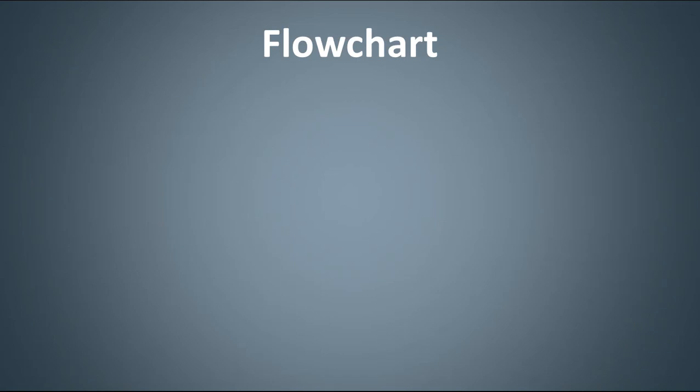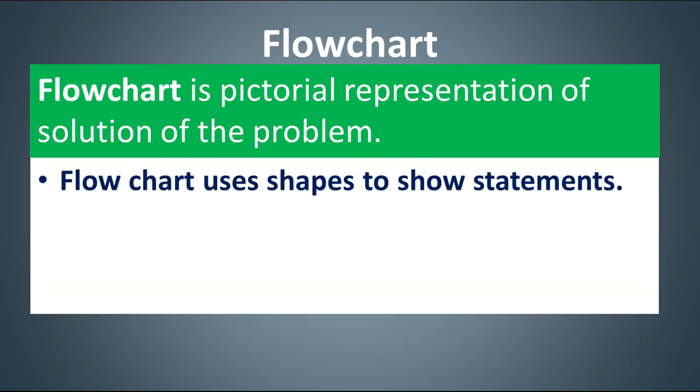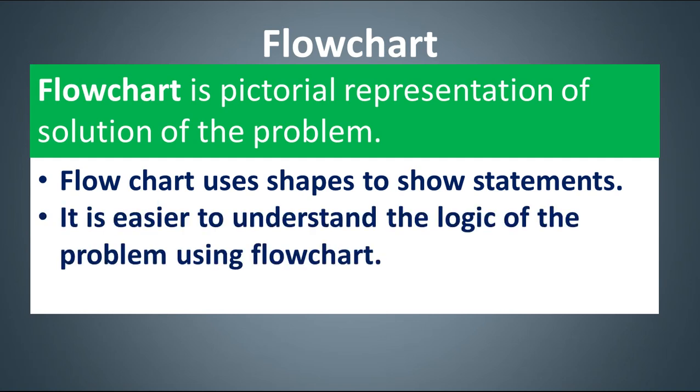Now moving to your flowchart. The flowchart depicts your solution in a diagrammatical form; it is a pictorial representation of the various steps used to represent the solution of a given problem. It makes things easier. Why? Because a flowchart uses a number of predefined shapes, used worldwide, to show the statements. If you use shapes, figures and diagrams, it becomes easier to understand the logic. So it is easier to understand the logic in a flowchart as compared to an algorithm.